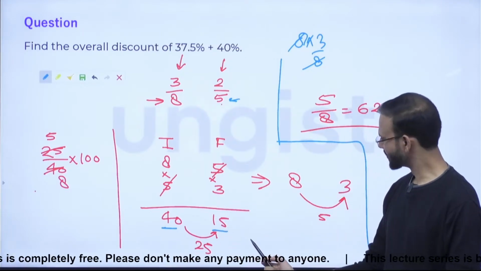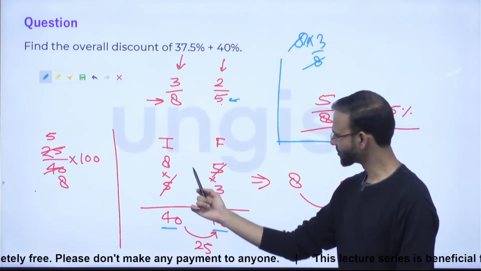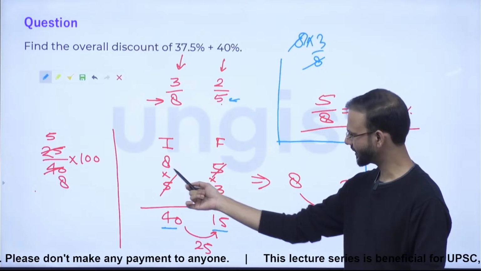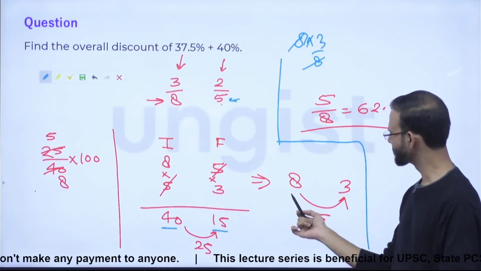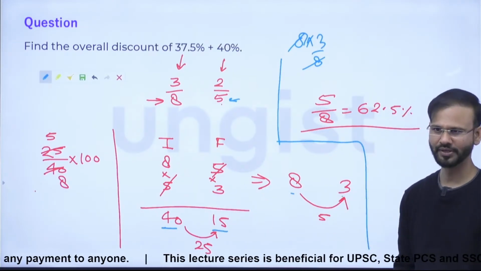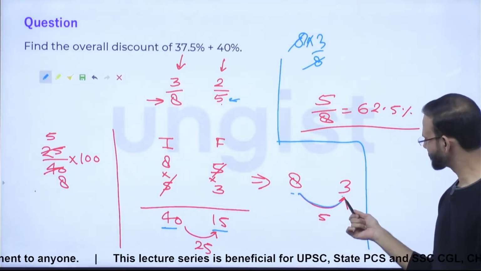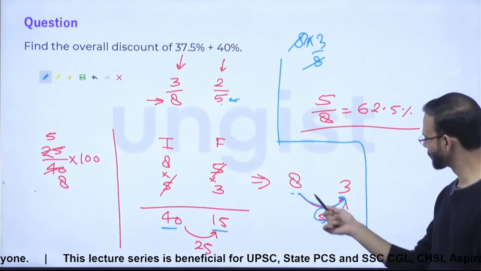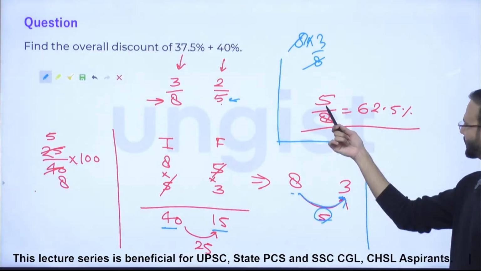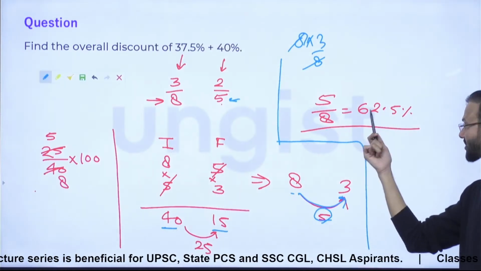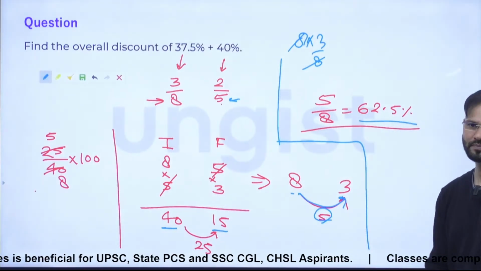Now see guys, when you cancelled it here, it means effectively it is 8 and effectively it is 3, so 8 becomes 3, okay? So which means this is the reduction of 5 with respect to 8. So 5/8 in terms of percentage is 62.5.